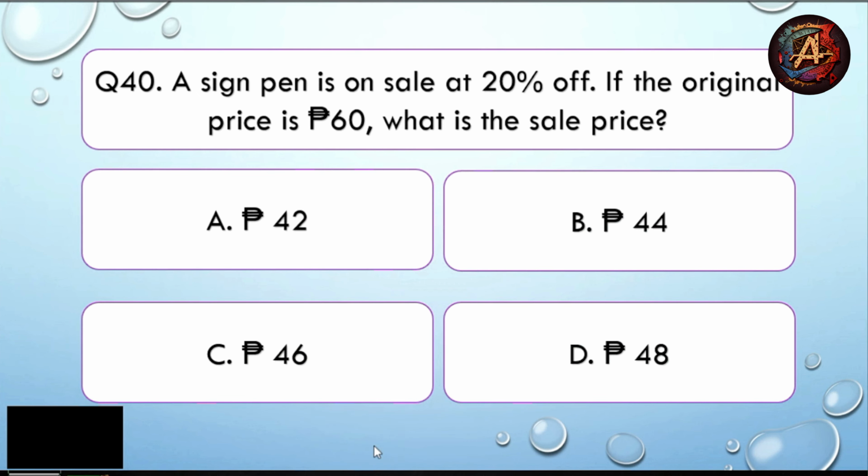A sign pen is on sale at 20% off. If the original price is 60 pesos, what is the sale price? Is it A, 42 pesos, B, 44 pesos, C, 46 pesos, or D, 48 pesos? I'll give you 5 seconds.